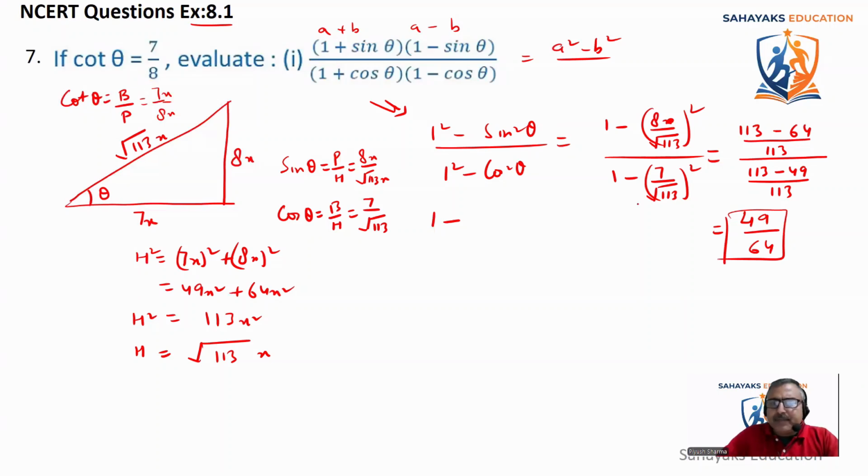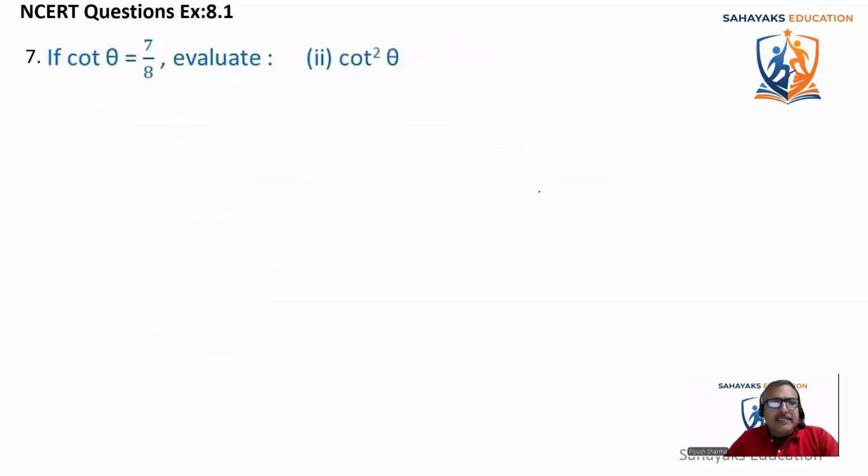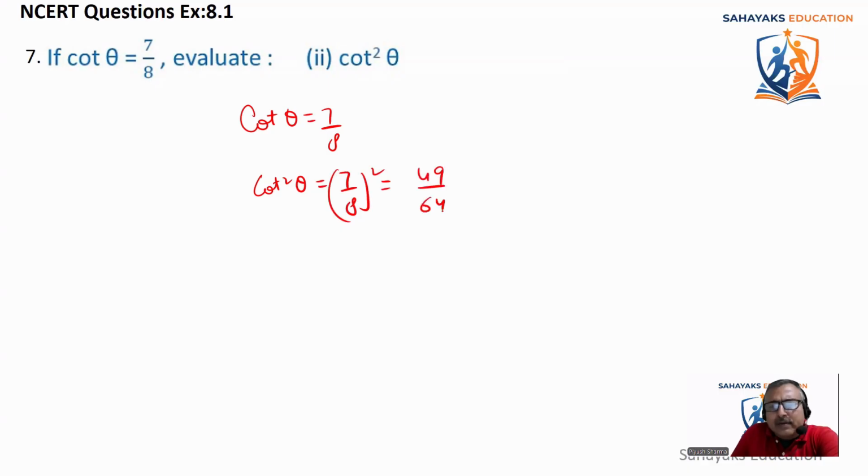Okay. So coming to the next question. It says cot theta is equal to 7 by 8. Evaluate what is cot square theta. Oh, it is pretty simple then. When it says that cot theta is equal to 7 by 8, what is cot square theta? Cot square theta is equal to 7 by 8 square, that comes out to be 49 by 64.